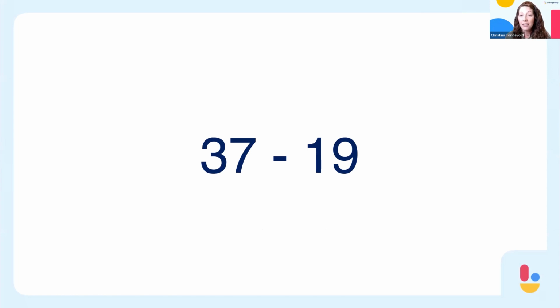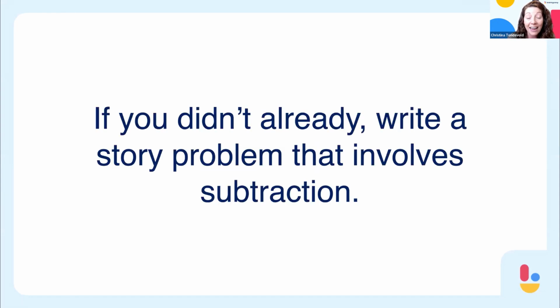Now, we can do lots of things to help kids get there, but one of the first things that we can do is put a problem in context. So at the beginning of this, we asked people to start thinking about a story problem, some kind of contextual problem that involves subtraction in some way. If you didn't already write one, I want you to try to write one really quick. Just jot it down off to the side. You don't have to share it in the chat. If you want to, you can.